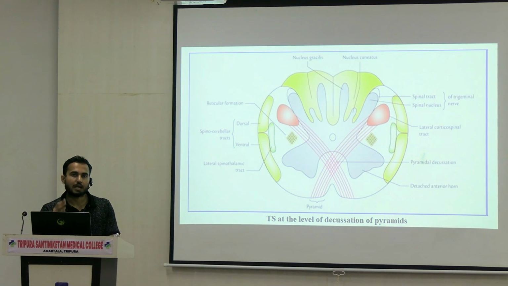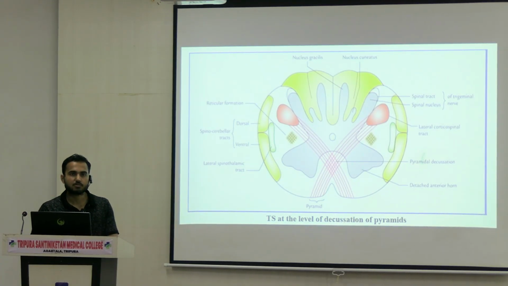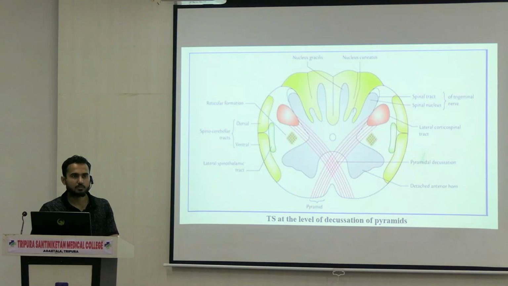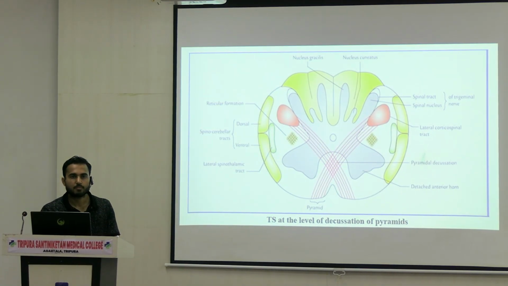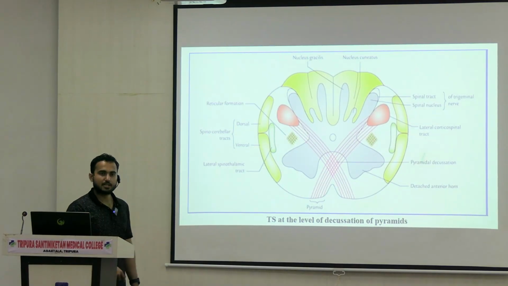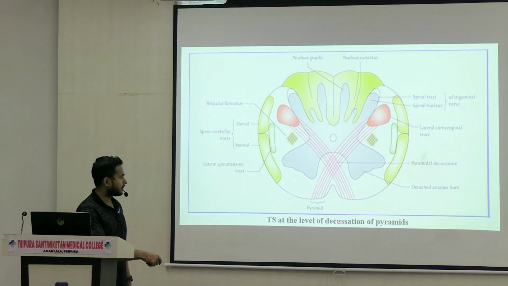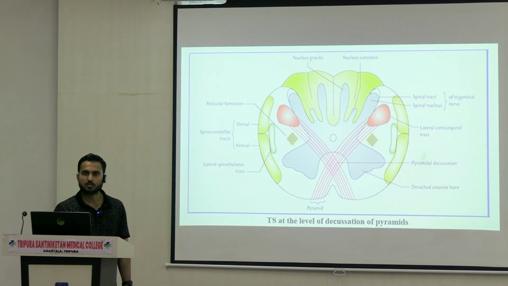Now how you have to study: if you see so many things are there in one particular diagram, how to simplify it so that you can understand? How to simplify? See, I have mentioned for that. First you will take the TS at various levels. So at which level have you taken the TS? At the level of pyramidal decussation, or the decussation of pyramid.